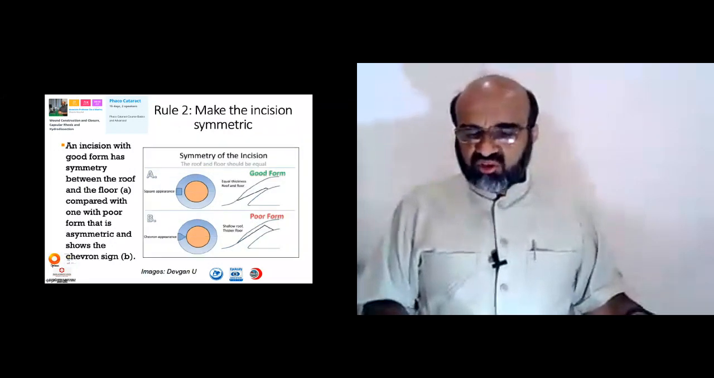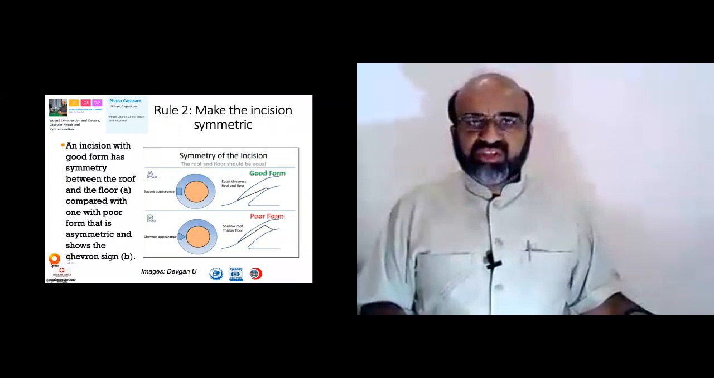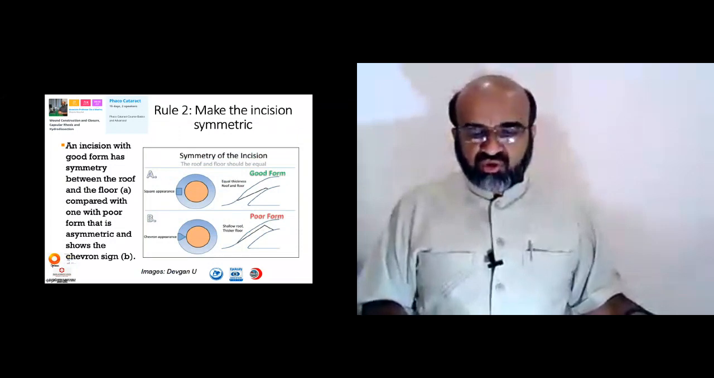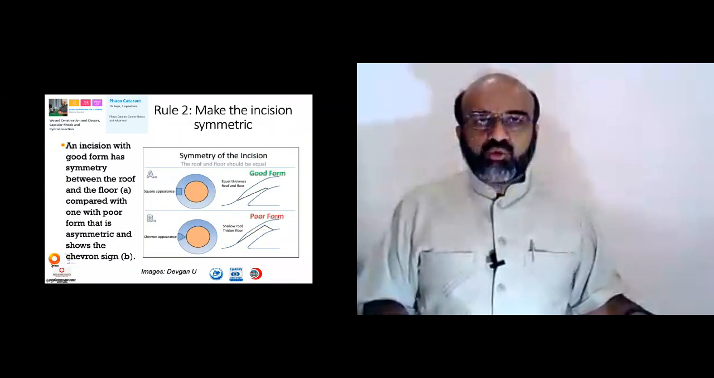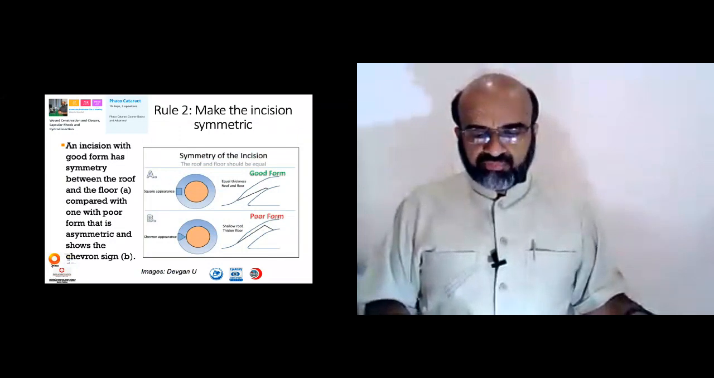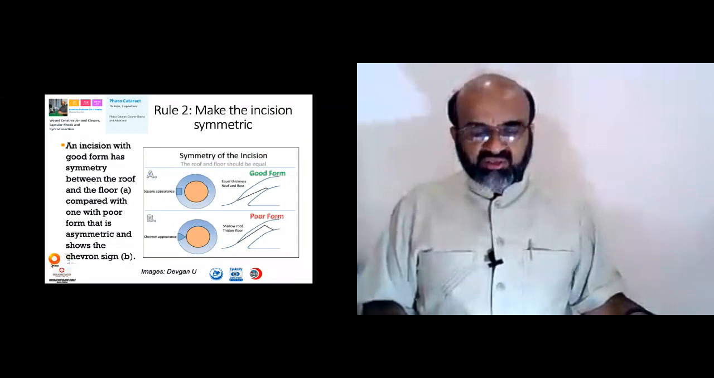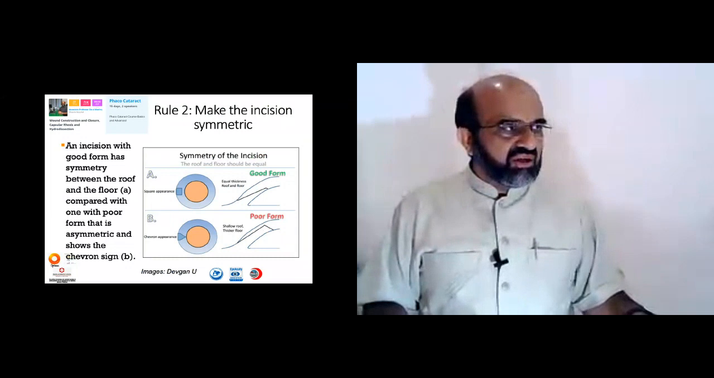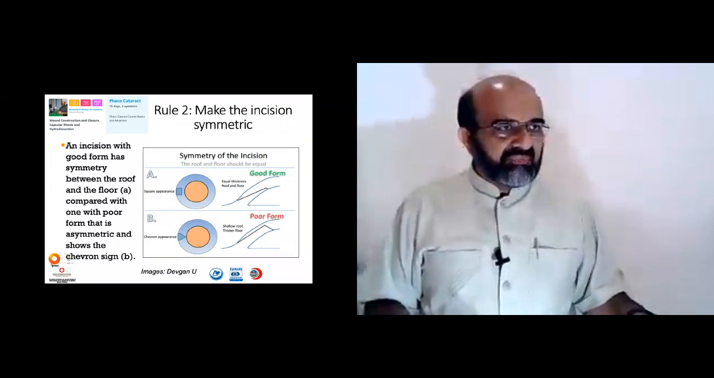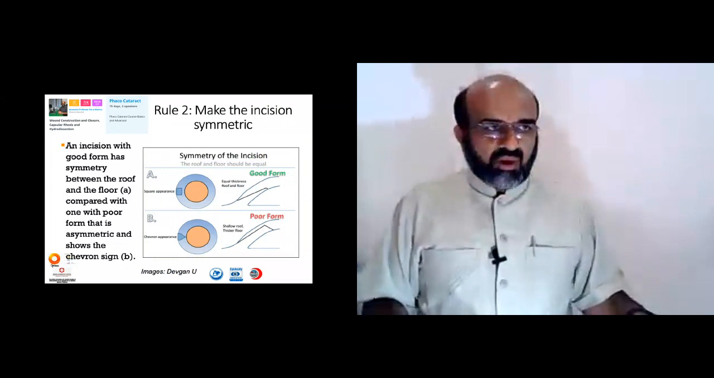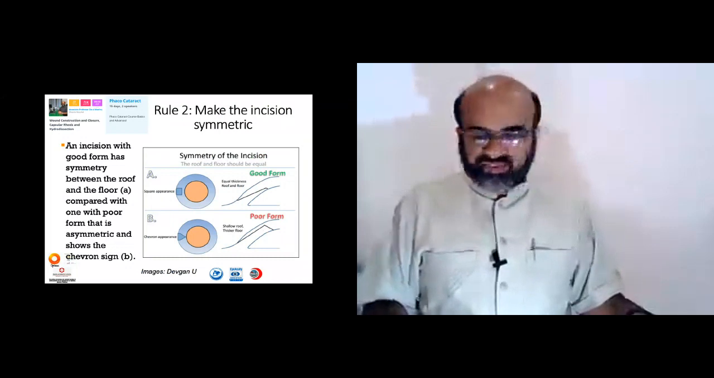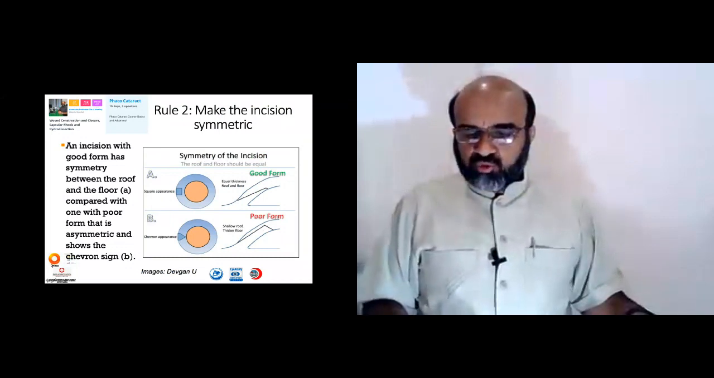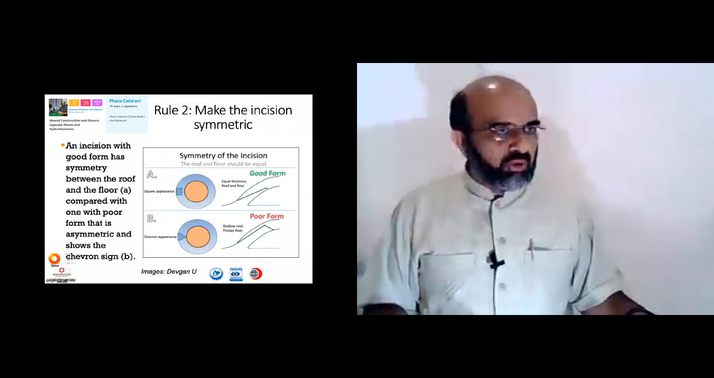The rule 2 is make your incisions symmetric. An incision with good form has symmetry between the roof and the floor, compared with one of poor form that is asymmetric and can show chevron effect, which is a kind of irregularity in the outer and inner lips of the incision. In good form, there will be equal thickness in roof and in floor.